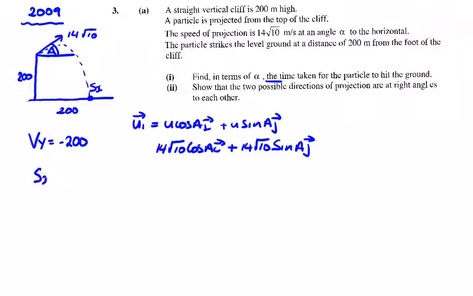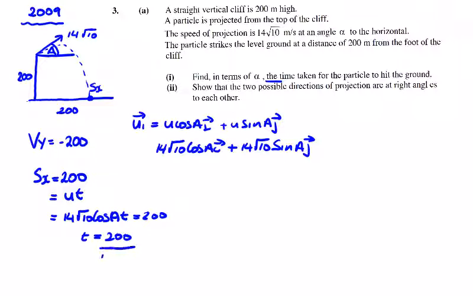So I suppose we can start this. S of x is equal to 200 and S of x is equal to ut. So that's 14 root 10 cos alpha times t is equal to 200. So time is equal to 200 over 14 root 10 cos alpha.